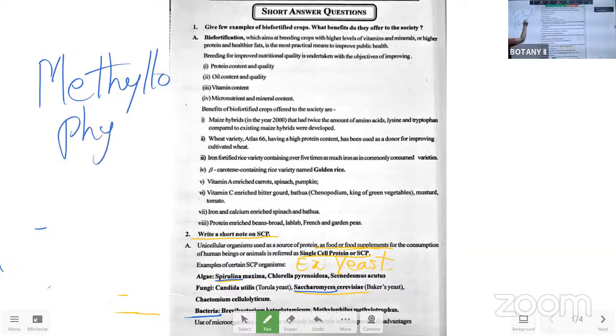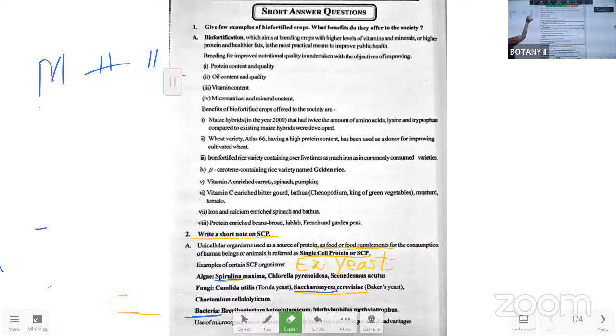Methylophilus. Easy to write the word, like that. Words only I am saying, so that there are no further spelling mistakes for us. So what is this SCP and what is the usage of this actually?